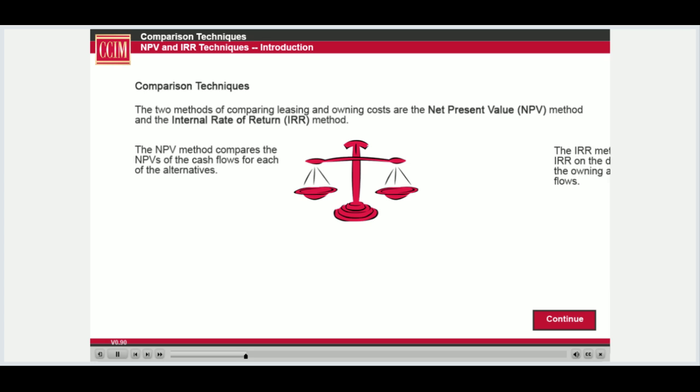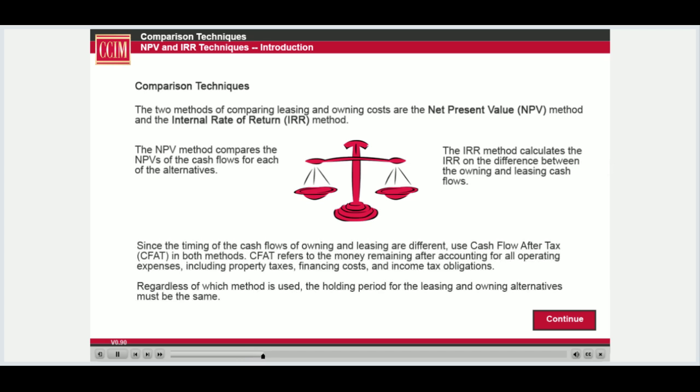The IRR of the differential method calculates the IRR, or internal rate of return, of the difference between owning and leasing alternatives. Since the timing and amounts of cash flows for leasing versus owning are so different, we use annual cash flows after tax in both methods. Regardless of which method is used, the holding period for the leasing and owning alternatives must be the same.